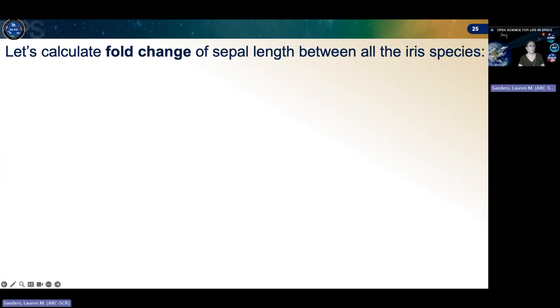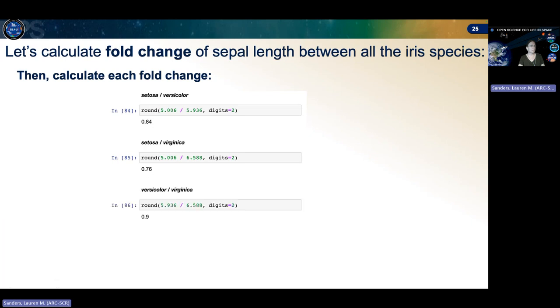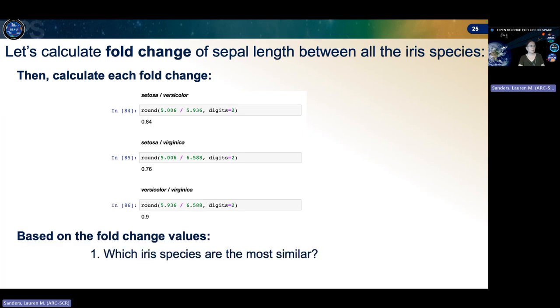And then if we want to calculate the fold change of sepal length between all the iris species, all we have to do is take those ratios. So Setosa over versicolor is 0.84, Setosa over virginica is 0.76, and versicolor over virginica is 0.9. So based on the fold change values, which of these iris species are the most similar?